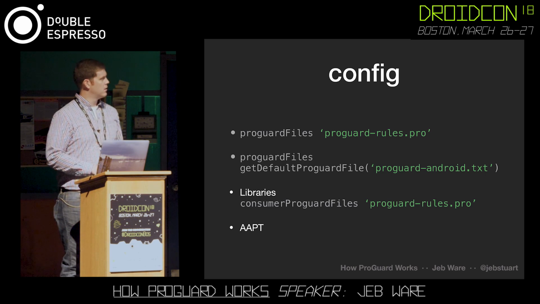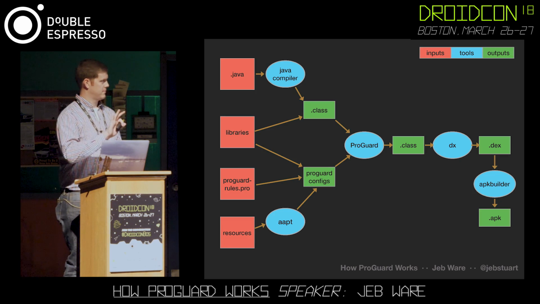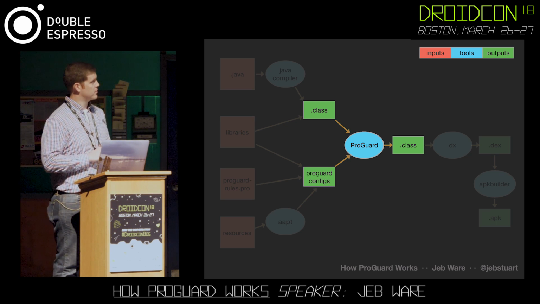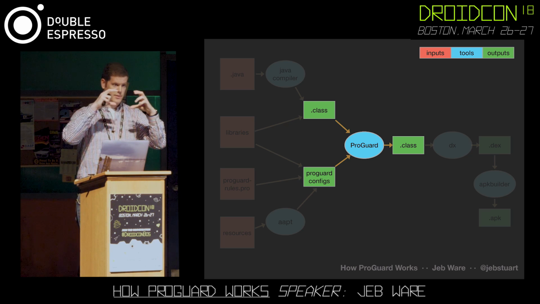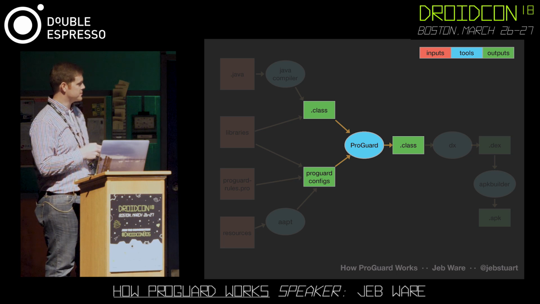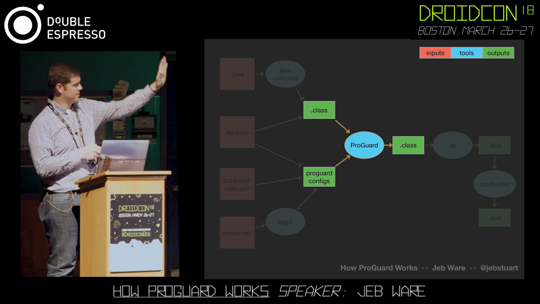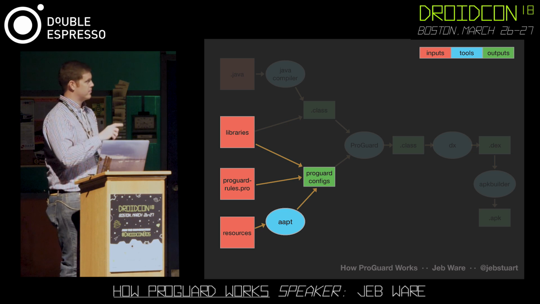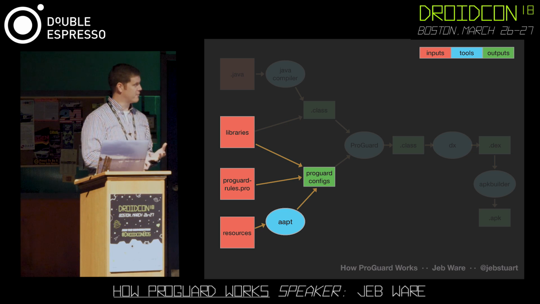So let's zoom out a little bit. I realize it's a lot. It's okay. With Proguard there in the middle, we shrunk all those steps down into one step, right? The blue ovals are the tools running on your code. The squares are artifacts moving through. Config, we said that's coming from libraries. It's coming from your rules. And it's coming from AAPT.